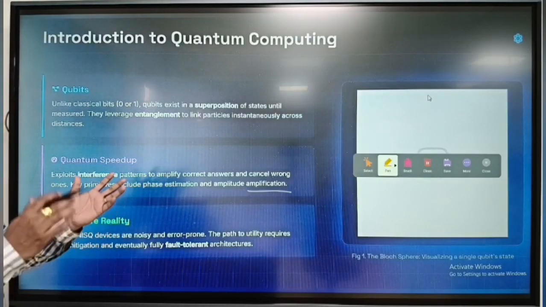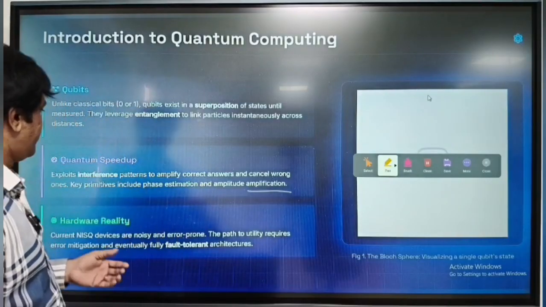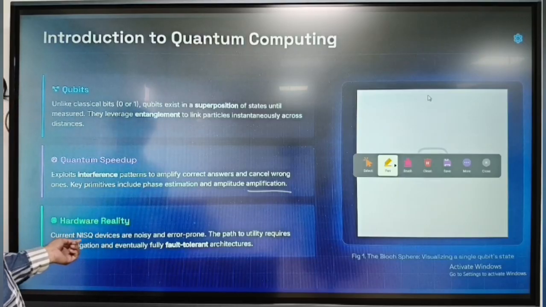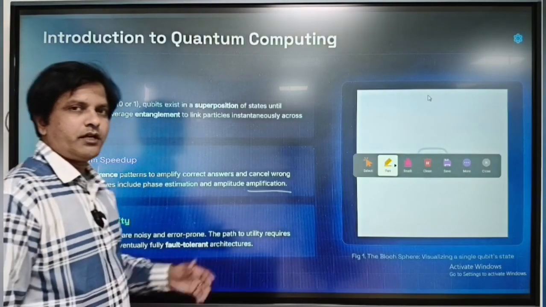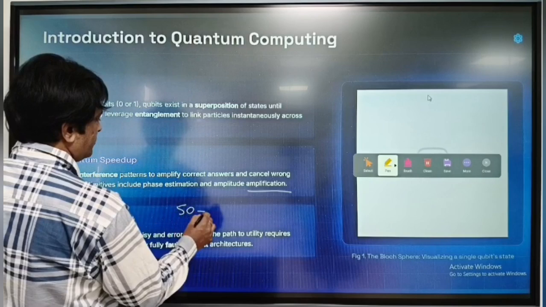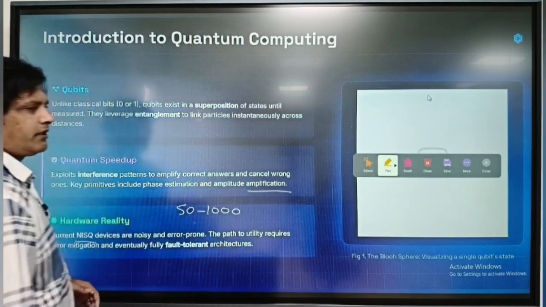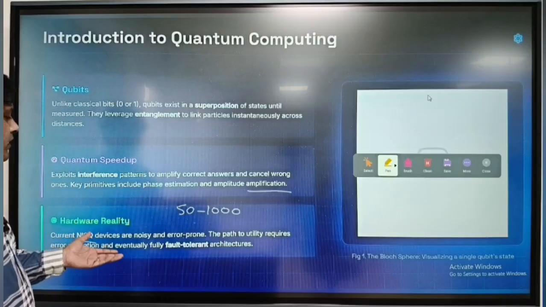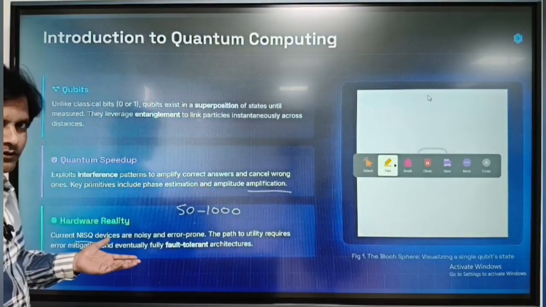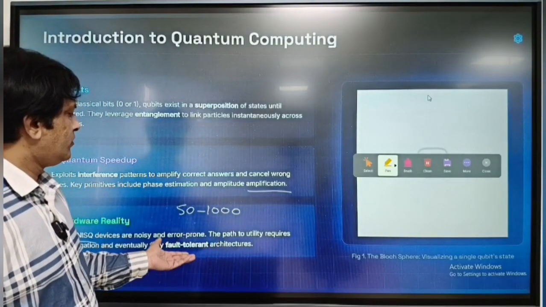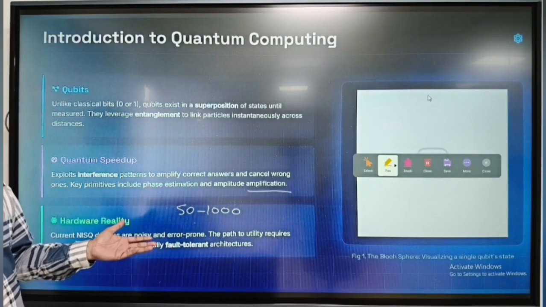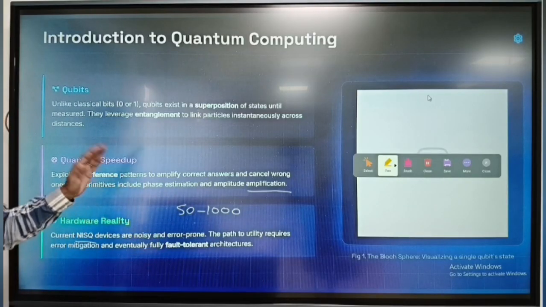Hardware reality. What is the hardware that actually resembles quantum computing? See, currently the noisy intermediate scale quantum devices, NISQ, are noisy and error prone. Why they are noisy: these devices have a capability of only about 52,000 qubits. They are not so advanced. They are prone to faults, that means there will be errors. So the noise is because of the errors and quantum decoherence. So we need to go for quantum error correction. These are not capable of 100% quantum error correction. So we'll move to the next slide.